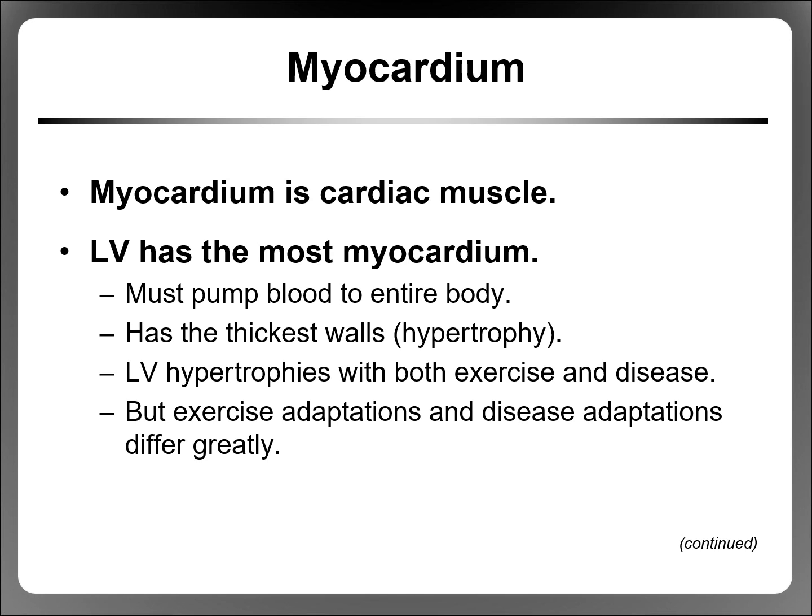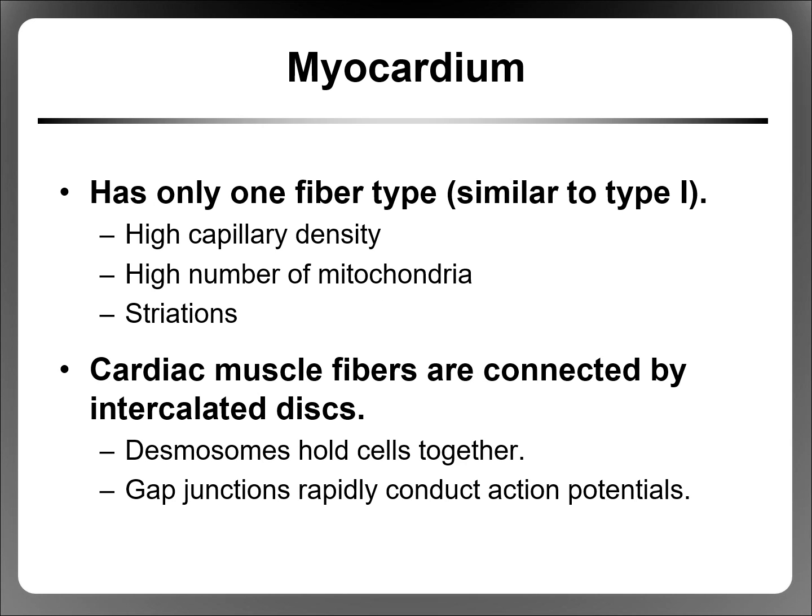Left ventricular hypertrophy due to exercise is very beneficial. It means that it is stronger and can pump blood more efficiently. However, if we're having hypertrophy due to disease, this is not a functional type of hypertrophy and tends to cause dysfunction within the heart tissue. But as I said, exercise adaptations and disease adaptations differ greatly. Exercise-induced left ventricular hypertrophy, great thing. Disease-induced left ventricular hypertrophy, not a good thing.